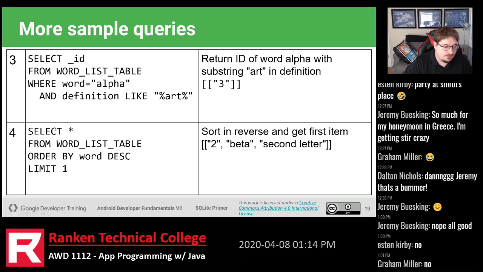Here I'm saying, well, I want all the data, so select star from the word list table. We're then going to sort it backwards, because we say descending, by the word. So that means that beta is actually going to be the first entry in the list, row 2, and then it would be either of the other 2 rows from there. And then we're saying, well, I only want the first result. So we sort it by the word descending, and then we get the first result. So that only brings back that beta row, the second row.